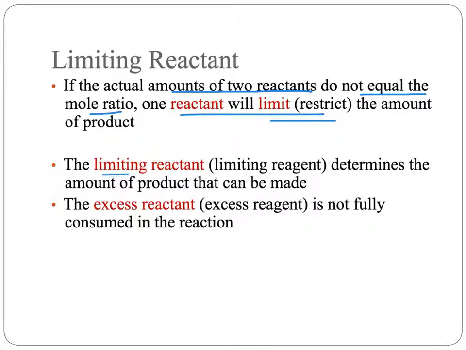So the limiting reactant, which you will sometimes see written as limiting reagent, is what determines the amount of product that can be made. The other reactant is there in excess. There's more than enough, and it is not fully consumed. There will be some left over. So when we're talking about reactions in real life, we're concerned about limiting reactants and excess reactants when the mole ratios don't line up with the exact ratio that's in the balanced equation.